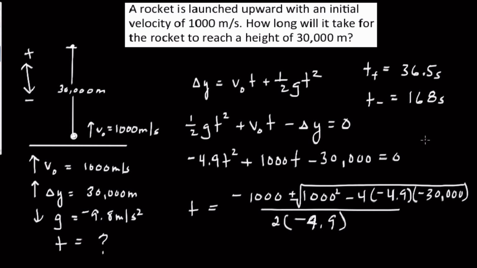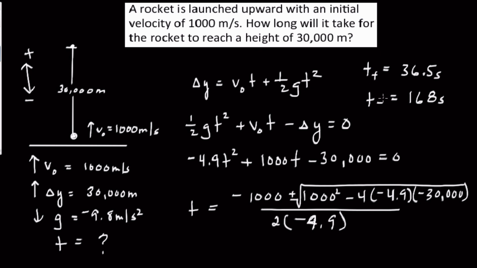So what does that mean? Because the last time it was easy. The last two times we got one positive root and one negative root, and we could get rid of the negative root because time's not negative. But here we have two positive roots. How can this be? How can it be that it takes both 36.5 seconds and 168 seconds for this rocket to go 30,000 meters?